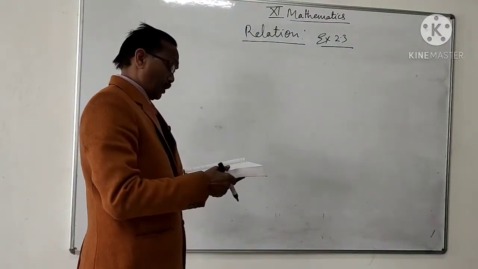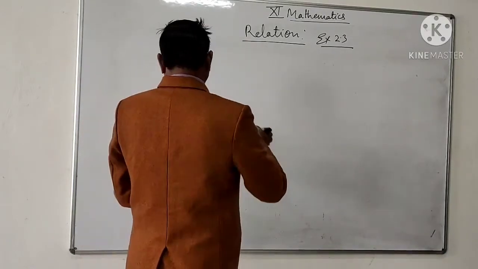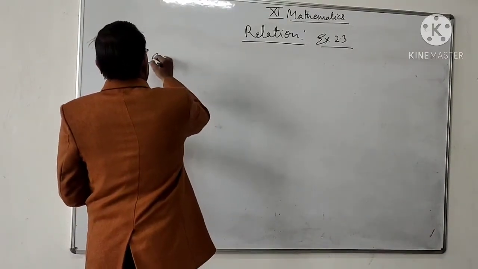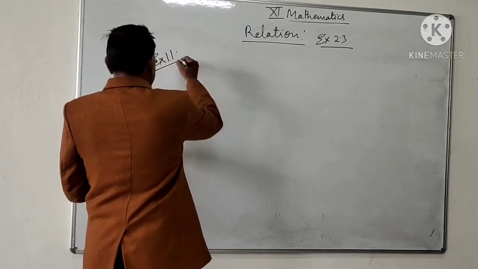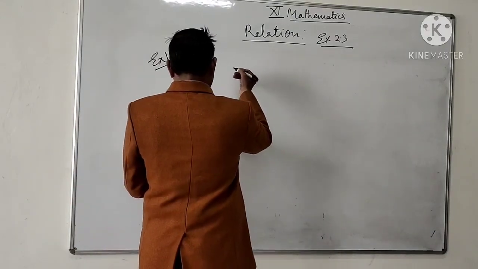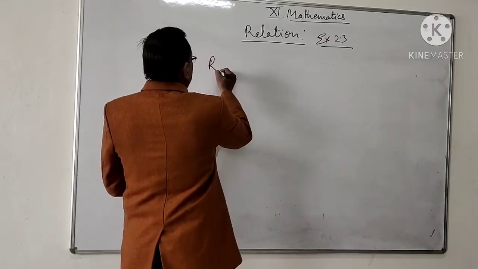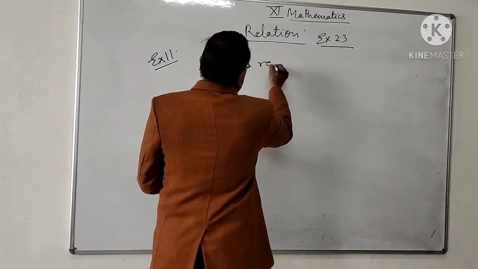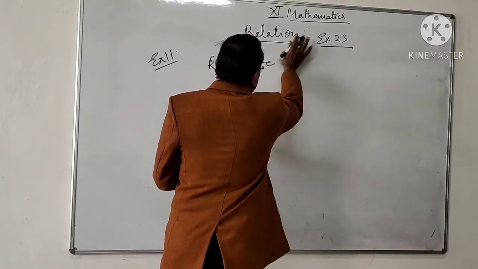Student, now let us see one more question. That is example number 11 based on it. Here R, B are relations.